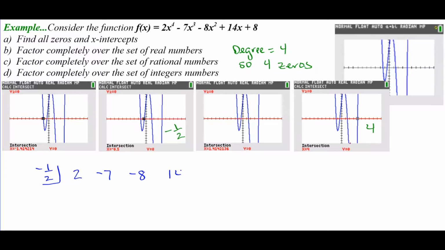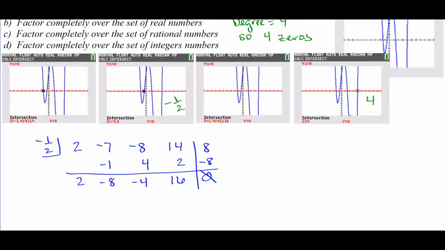Again, if you prefer to use polynomial long division, that's fine. So I'm going to go ahead and do the synthetic division. Remember that when you end your synthetic division, when you're using a value that you believe to be a 0, you should get a remainder of 0. So I'm just going to cross that off.